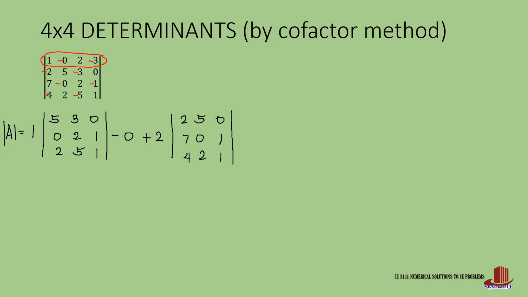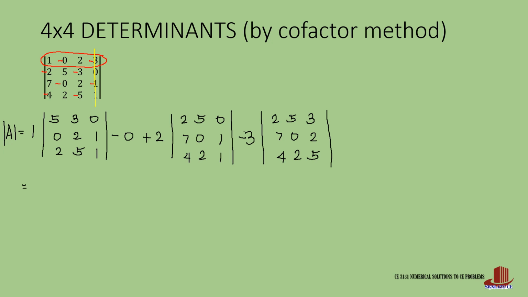And lastly, we have -3. The remaining elements would be 2, 5, 3, 7, 0, 2, 4, 2, 5. Instead of using our Sarrus method, we are going to be working on the second procedure, still with our cofactor method.